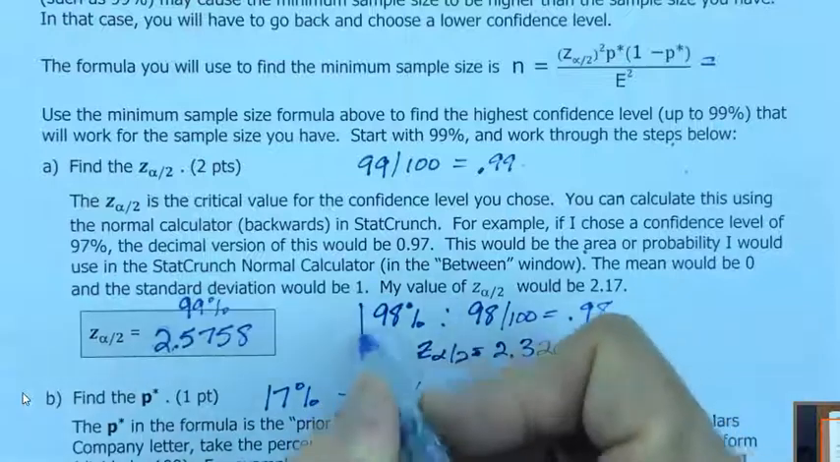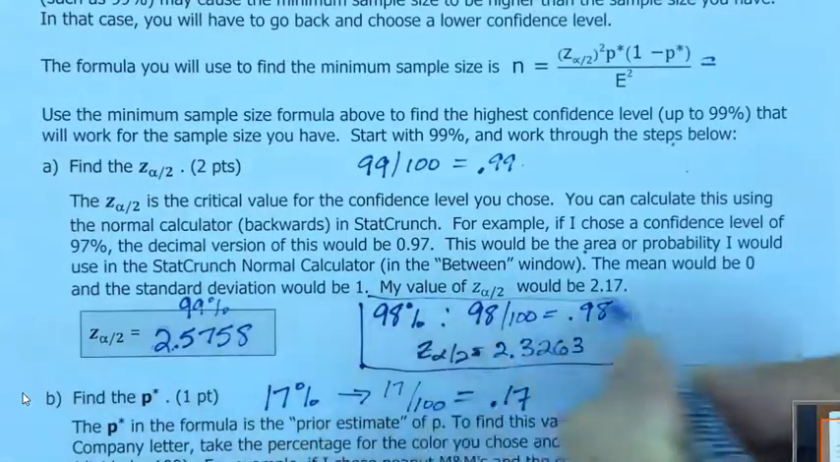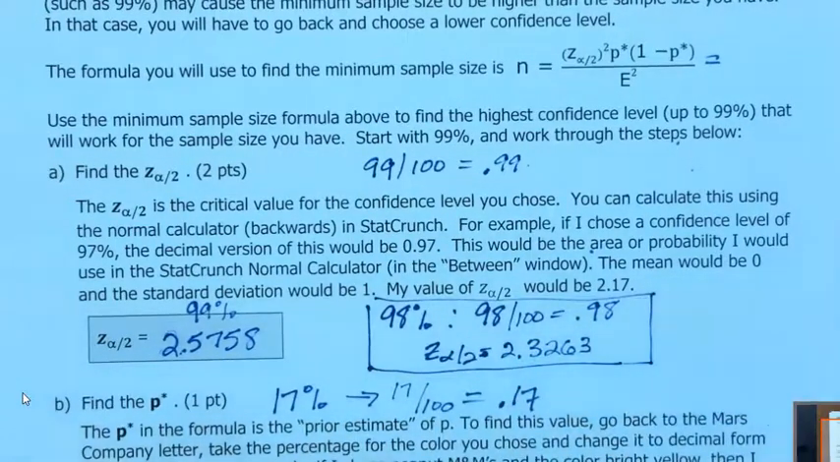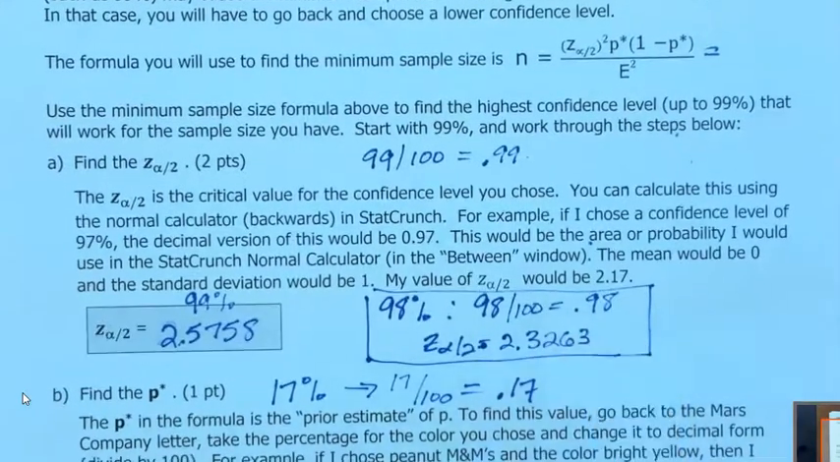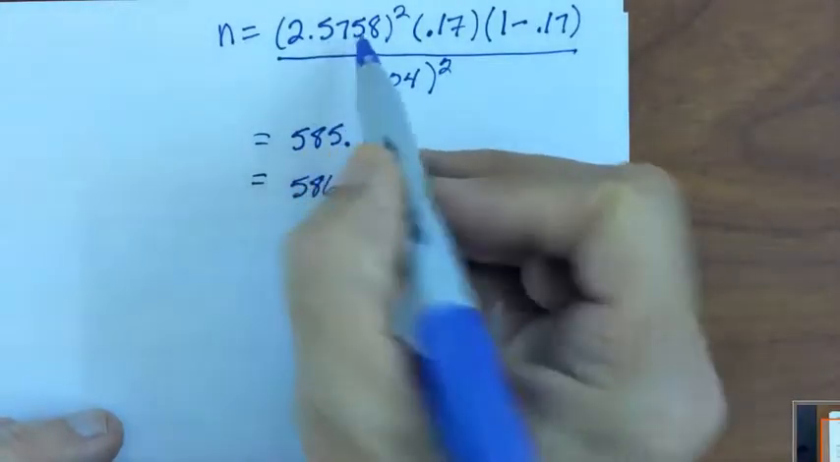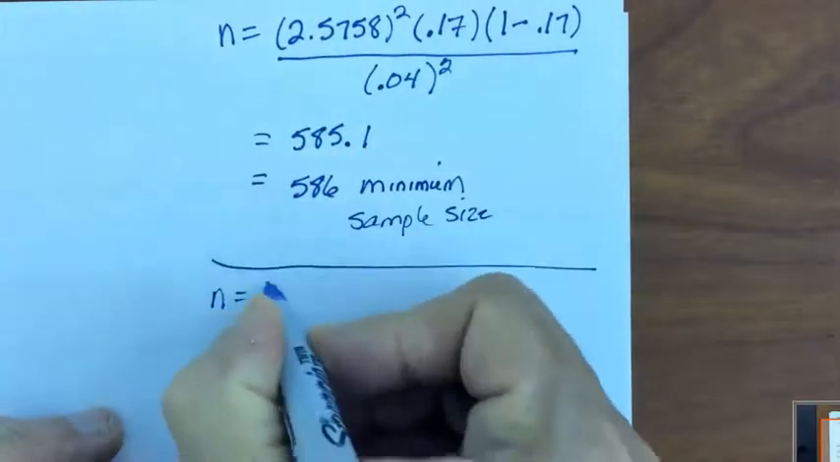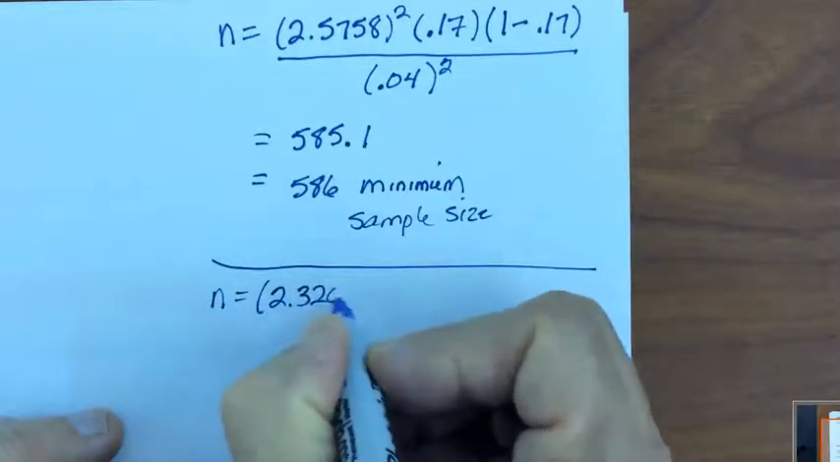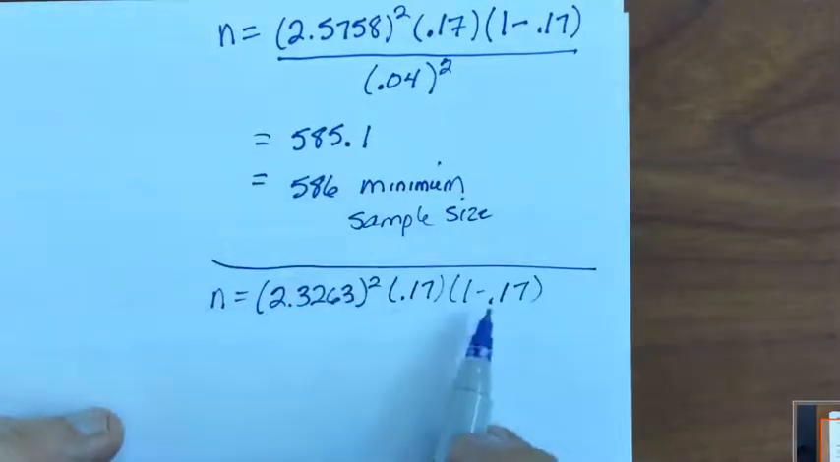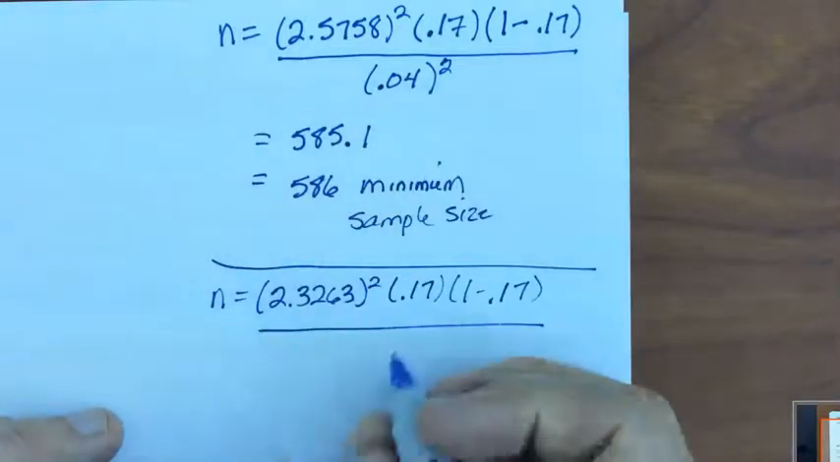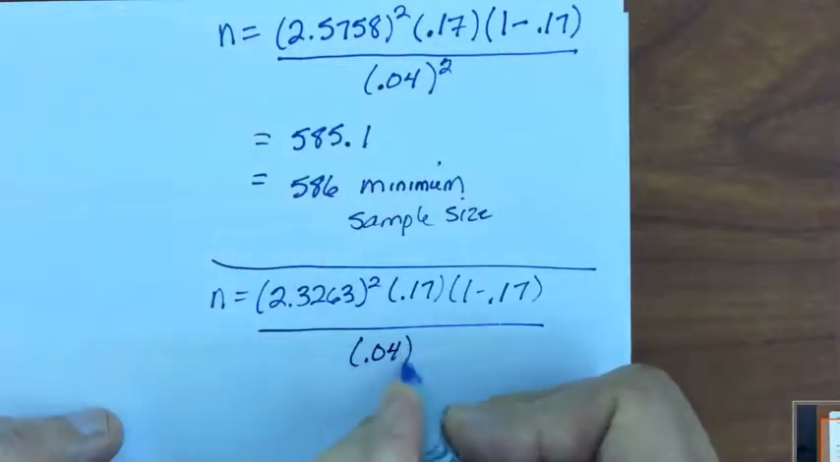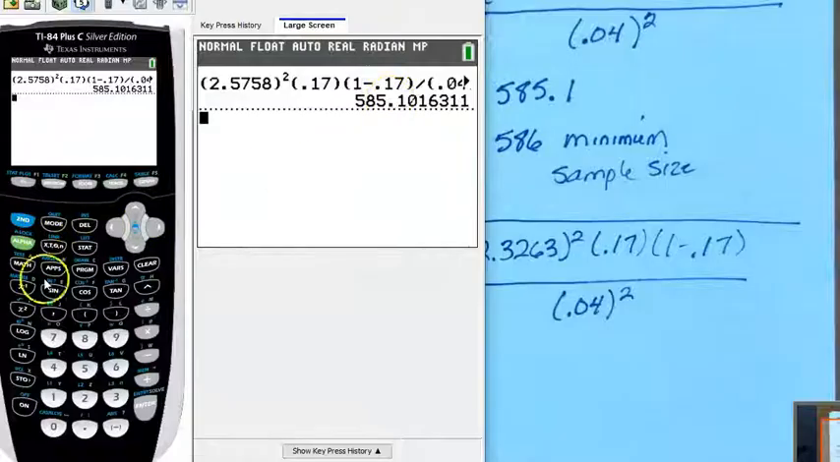So now I have a new critical value to use in the formula. The other values that I came up with are not going to change. So this is the only thing that's going to be different in my formula. So back here where I had 2.5758, now I'm going to have 2.3263. I'm still going to have my 0.17 and my 1 minus 0.17. I'm still going to have the 0.04 squared on the bottom. So I'm going back to my calculator.